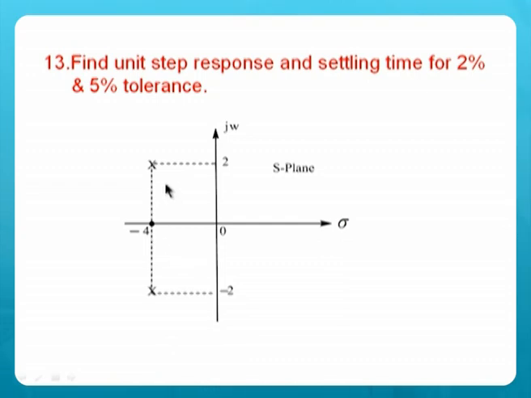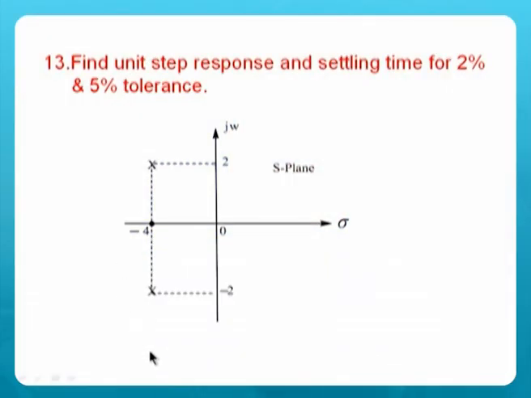You can see here there are two poles in this system, a complex conjugate pair. One is at -4 plus j2, this one, and the other pole is at -4 minus j2. So this is the example of an underdamped second order system, and this is the real part of the pole and this is the imaginary part of the pole. You are asked to calculate the settling time.